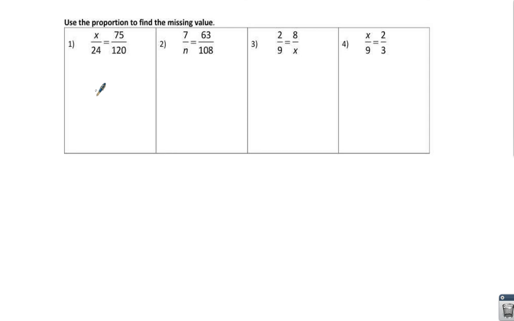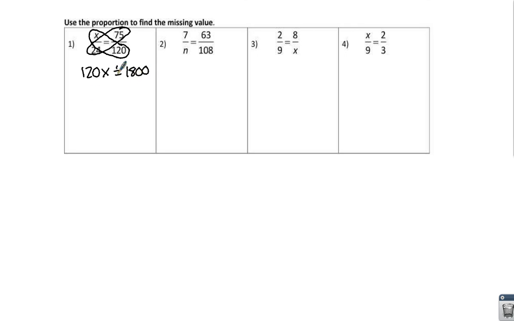So, looking at the bottom of your page, use the proportion to find the missing value. So this time we're going to still cross multiply, but when we multiply, we're just going to write the number we're multiplying in the variable. So first we're going to start up in the top corner. So we have x times 120, and the number always comes first, so it'll be 120x equals whatever 24 times 75 is. And that's 1,800.